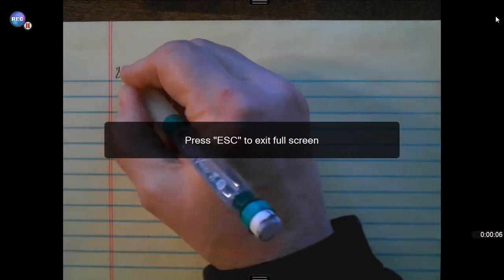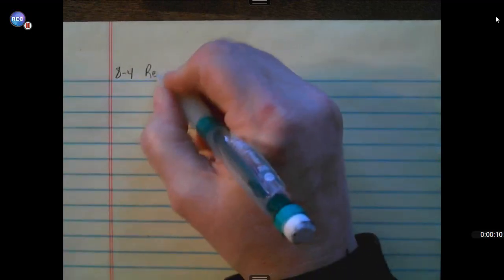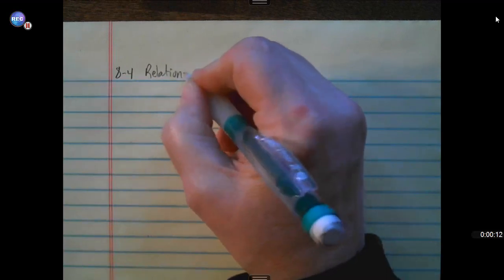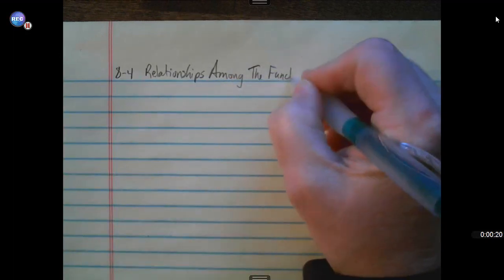This is section 8.4 for pre-calculus, called Relationships Among the Functions, and it deals with what I usually call the trig identities.